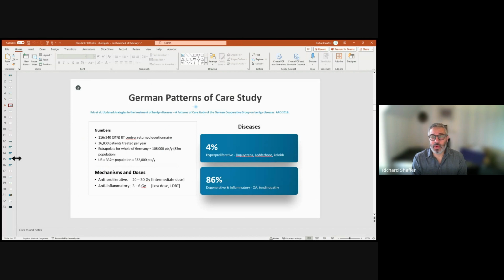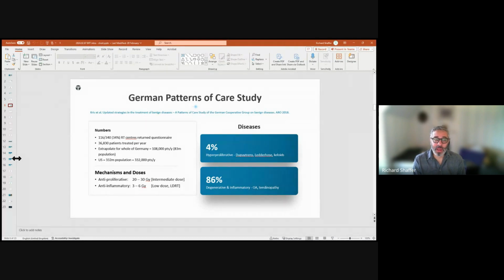Now, the Germans are the ones that do an enormous amount of this. And they did a study in 2018, which was a patterns of care study, looking at all their centres. About 1 in 3 returned a questionnaire, and that got them to more than 35,000 patients per year. If you extrapolate for the whole of Germany, then it's at least 100,000 patients a year, although anecdotally it's probably more like 200,000 patients a year. And you can see that's in a population of 83 million people, that's an enormous proportion of patients who were treated.